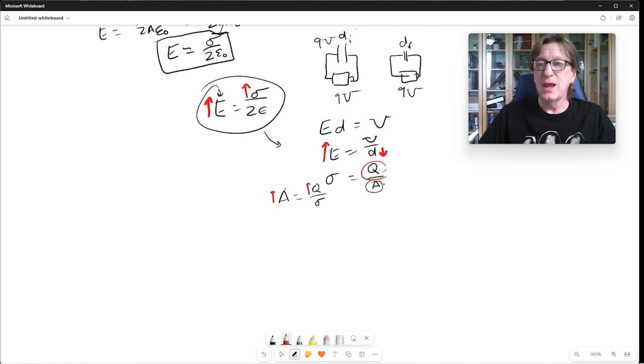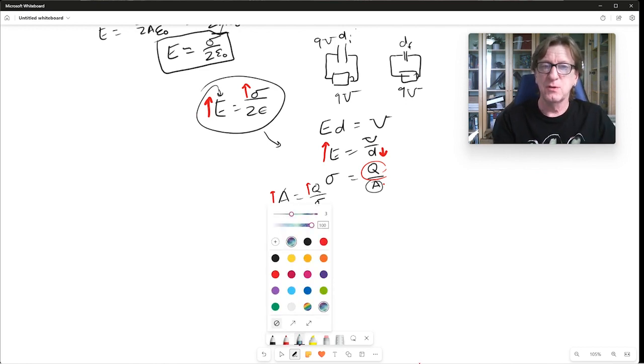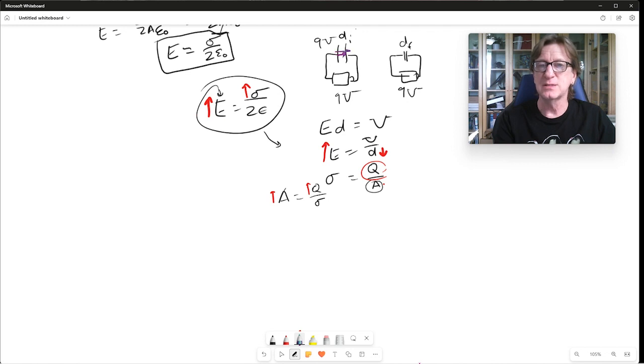But air is a wonderful insulator. It works extremely well. And so you're not getting charges, let's use a different color, you're not getting charges jumping across like that. That's why you don't get sparks in between your capacitor. It just stays on the plates.